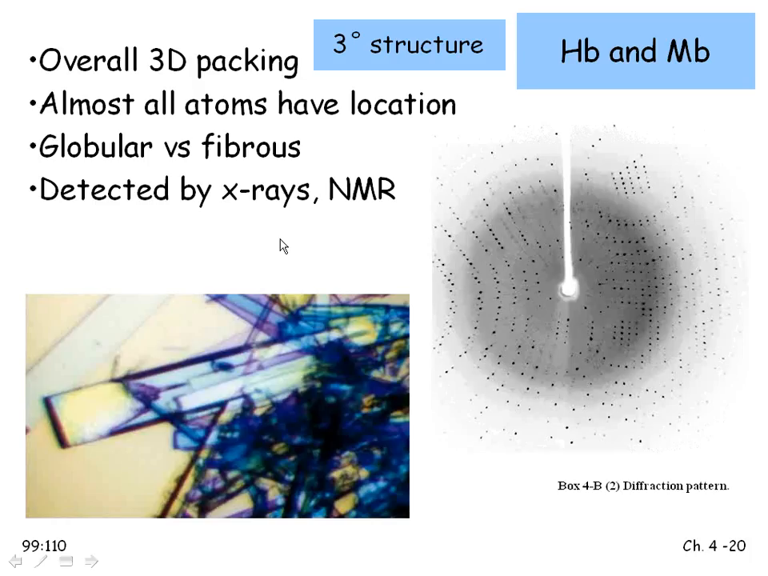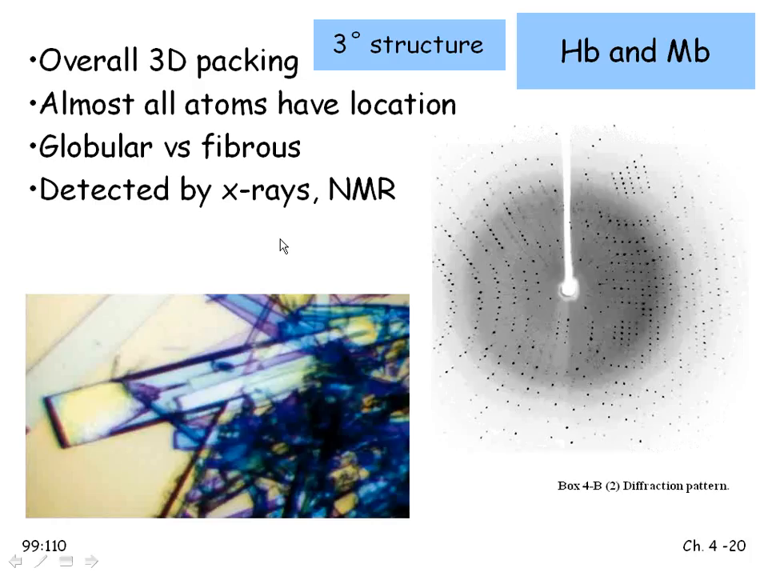So we have primary structure, the linear sequence of amino acids; secondary structure, the regular repeating patterns like alpha helix or beta sheet; and then tertiary structure, the overall packing in space that accounts for all the atoms within the molecule of protein. In general, in most proteins, most of the atoms, in fact, have locations. There are some known where they have floppy bits, but in most proteins, most of the atoms have a location.